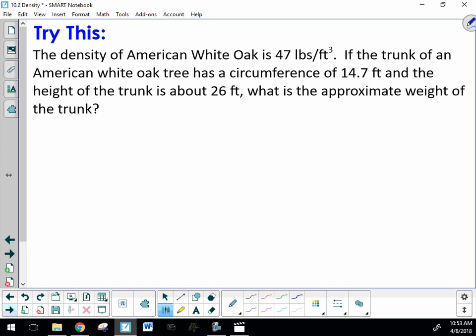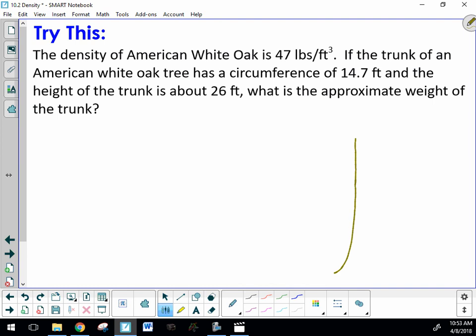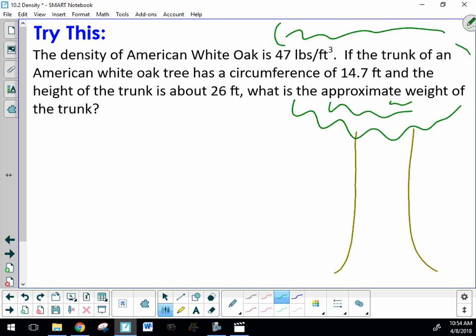Okay, the density of American white oak is 47 pounds per cubic foot. If the trunk of an American white oak tree has a circumference of 14.7 feet and the height of the trunk is about 26 feet, I want to know what is the weight of the trunk. So if we're thinking about trees, we've got this really quite big tree. It's still alive. It's not cut down. We want to know about how much that trunk weighs.